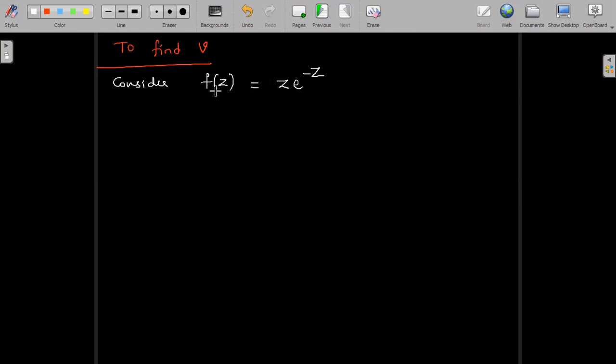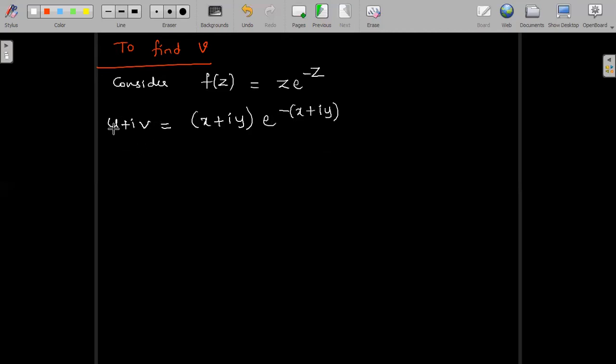Now the left hand side f of z is nothing but u plus iv. Let us substitute u plus iv on the left hand side, and on the right hand side z is nothing but x plus iy multiplied by e power minus of x plus iy. Correct? Z in the Cartesian representation is x plus iy. So in the power also we are substituting x plus iy. The purpose of doing this is that we have to expand this e power minus of x plus iy, and obtain the real and imaginary parts separately. Equating the real and imaginary parts separately, we will be able to obtain both u and v.